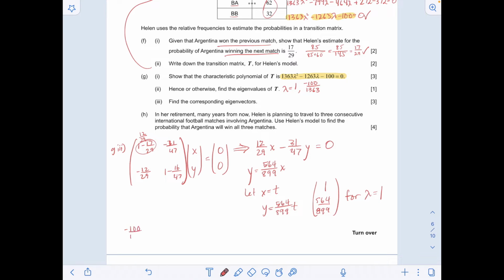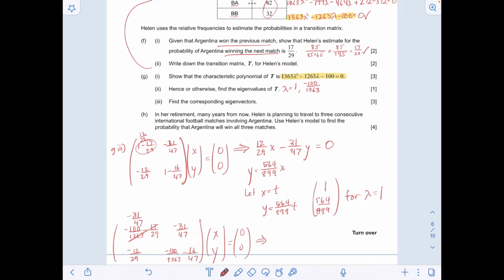So negative 100 over 1363 minus 17 over 29. I know that's super ugly. Negative 31 over 47. Negative 12 over 29. Negative 100 over 1363 minus 1647 over 47. Going ahead and simplifying that top left value, I get negative 100 over 1363 minus 17 over 29. You can just type that into your calculator and then convert it to a fraction, and it is negative 31 over 47. Yay!